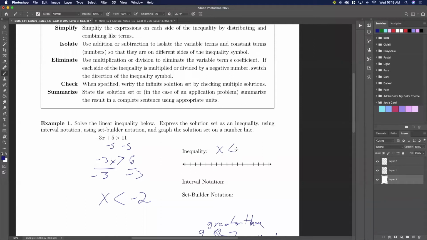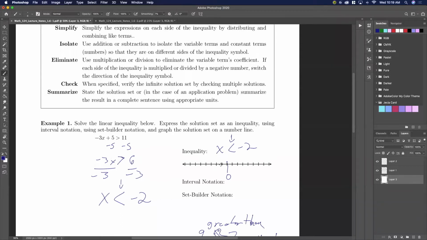Once I have it in this form, I can write out the inequality. I'm going to mark somewhere on my number line to be 0, and then go 1, 2. Oh, no, it's x less than. Oops, this is the less than symbol. This is x less than negative 2. Sorry.